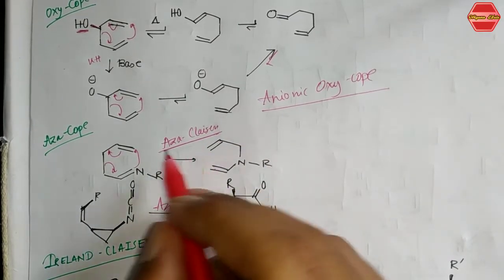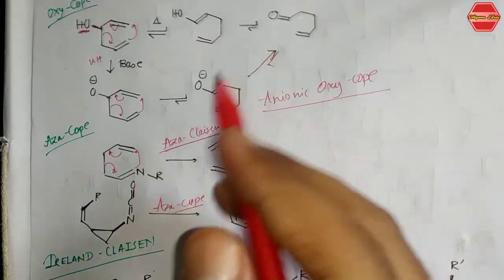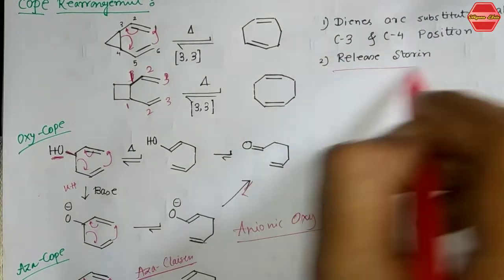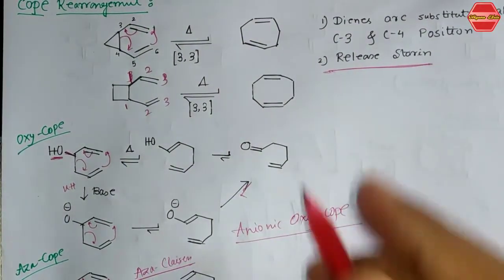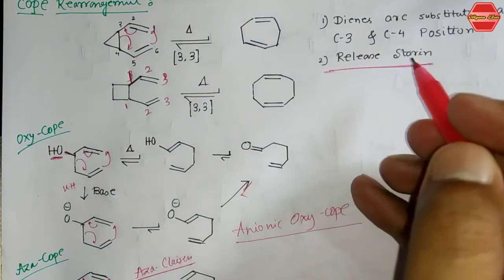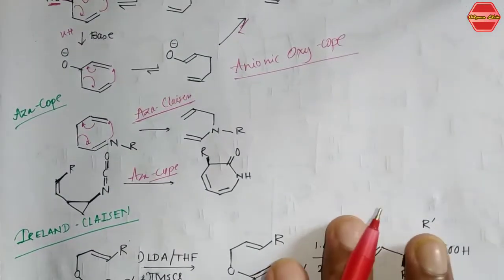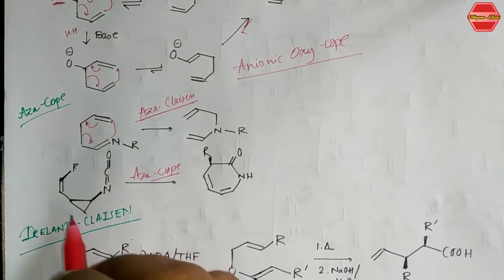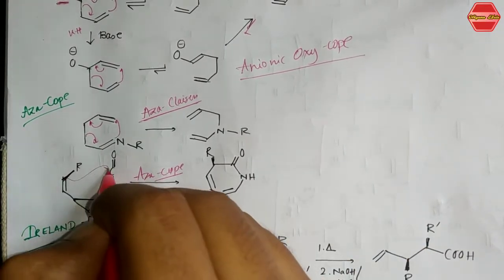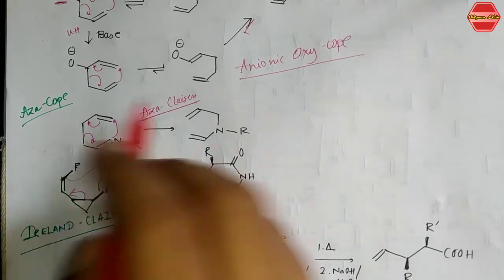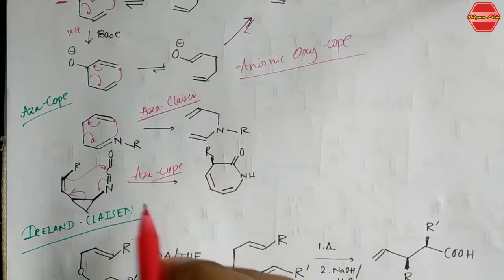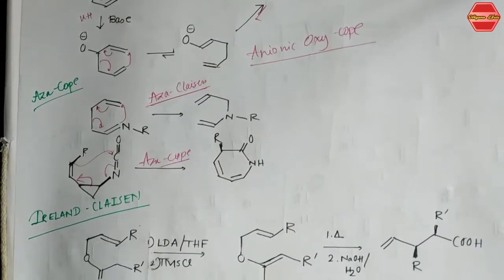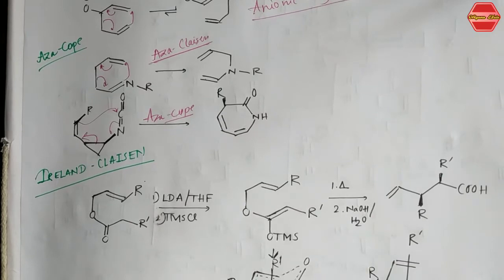And why am I saying that it is not Aza Cope? You can see the Cope rearrangement. In case of Cope rearrangement, you have to release the strain. This point should be noted that it generally tries to release its strain, and it is called the Cope rearrangement. And in this case you have this kind of molecule, and it tries to undergo this Aza Cope kind of rearrangement, right? So you are getting this derivative. Okay, so this is basically the Aza Cope rearrangement. Next is the Ireland-Claisen rearrangement.